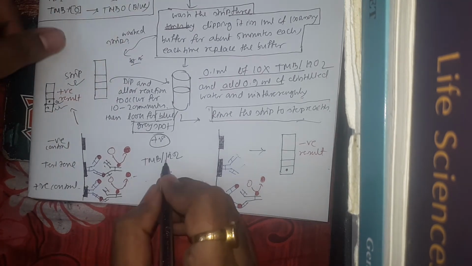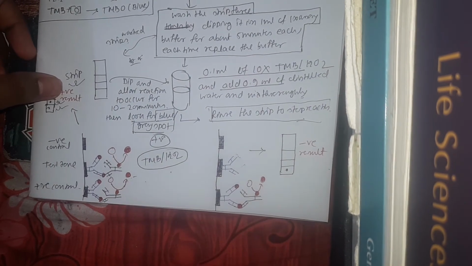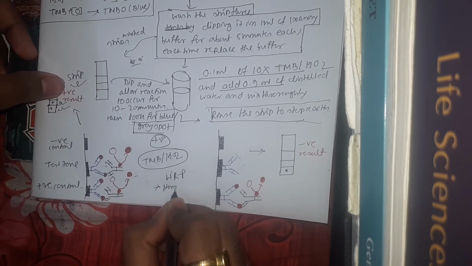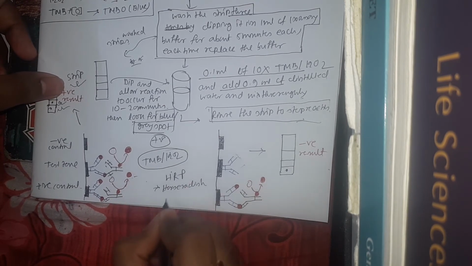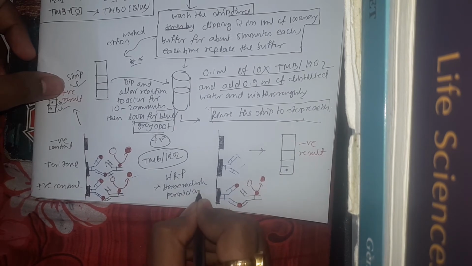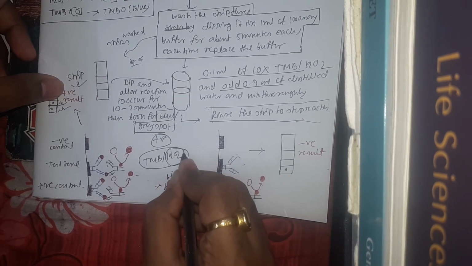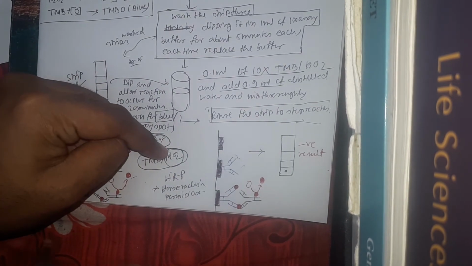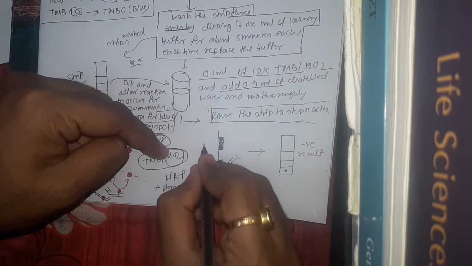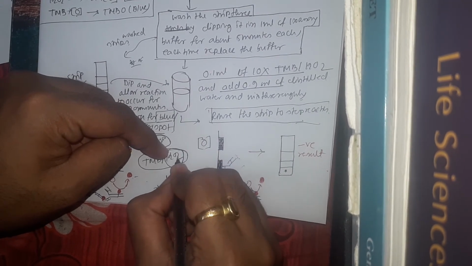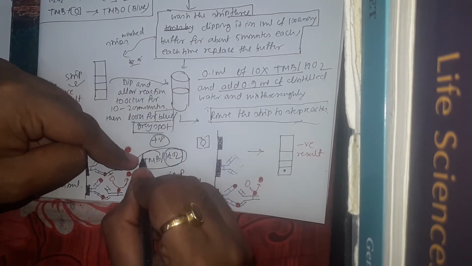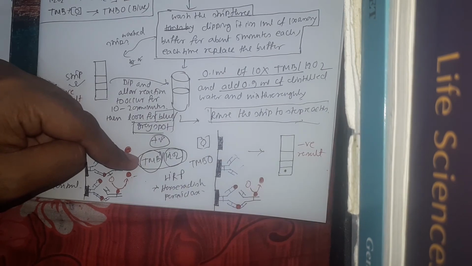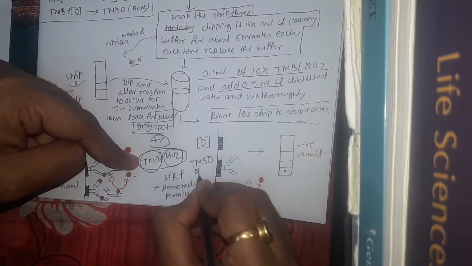You need to know that this is the substrate for HRP. What is HRP? HRP is simply horseradish peroxidase. This horseradish peroxidase will react with this substrate. The substrate is TMB H2O2, and the main substrate is H2O2. This H2O2 will react with HRP and release oxygen from H2O2, and this oxygen will again react with TMB and produce TMB oxide. This TMB oxide gives blue color.